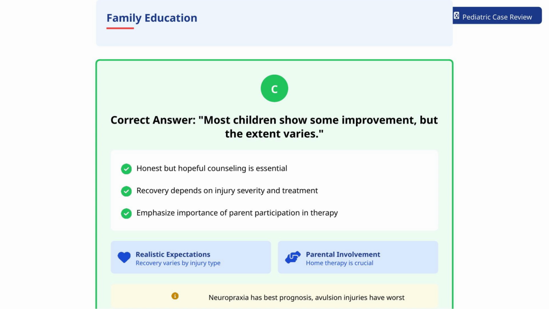This statement provides honest yet hopeful counseling to parents. Recovery depends primarily on the severity of the initial nerve injury, with neuropraxia having the best prognosis and avulsion injuries the worst. Parents should understand the importance of their participation in home therapy programs while maintaining realistic expectations about potential functional outcomes.